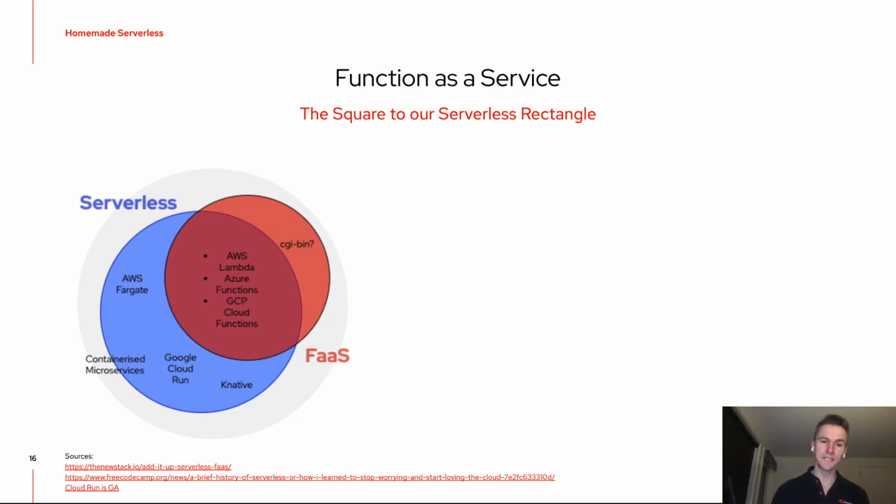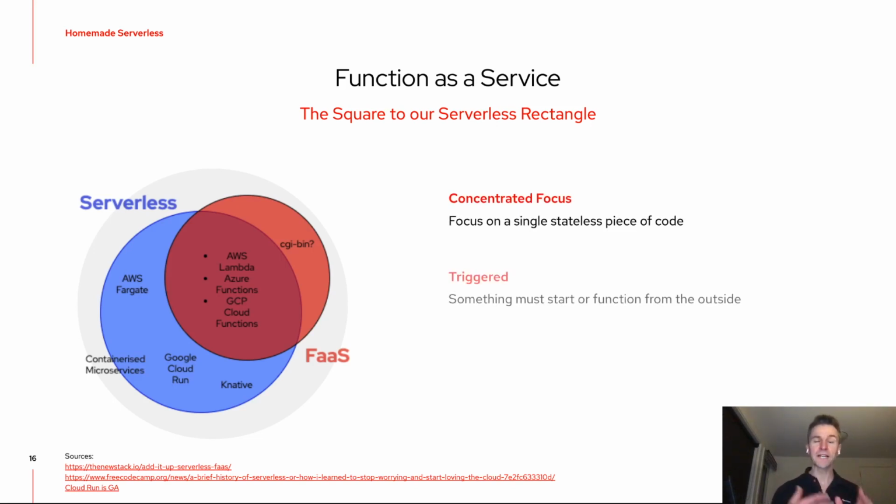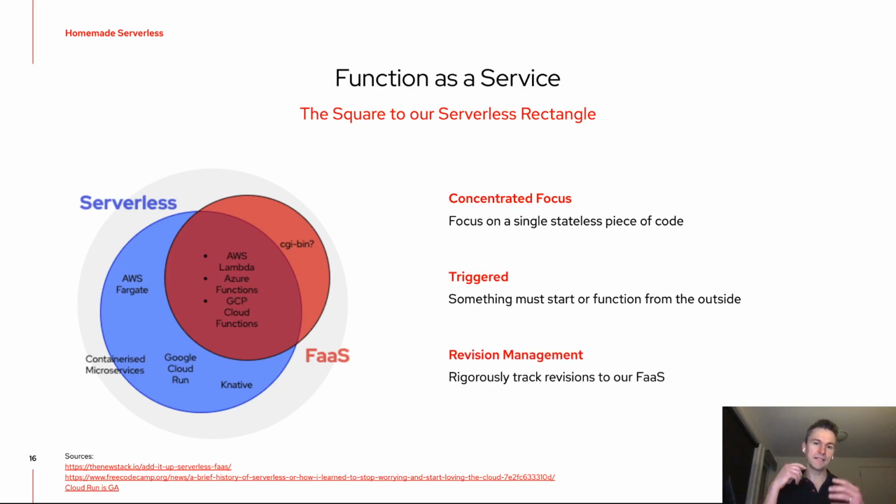These are a concentrated focus, so a focus on a single stateless piece of code, and the fact that they're triggered, so something must start the function from the outside; they don't just sit there and poll. And this is not necessarily obvious, but it tends to come up: with function as a service, it's nice to have this notion of revision management. So I can have a version of a service and a back history of function as a service versions, sort of like the revision control systems that programmers are used to with Git. So revisions tend to be packaged up so that they can be rolled out or rolled back, depending on the needs of the current production state.